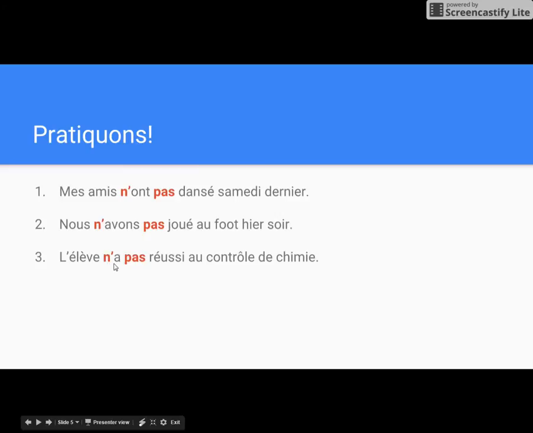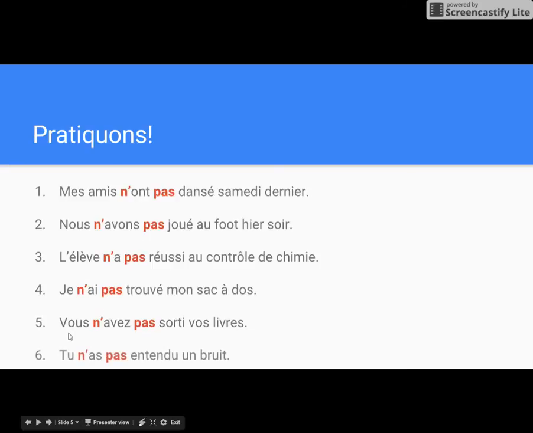3. L'élève n'a pas réussi au contrôle de chimie. 4. Je n'ai pas trouvé mon sac à dos. Et 5. Vous n'avez pas sorti vos livres. Bien, encore. Avoir, avoir, avoir. Ne pas va autour du verbe conjugué, autour de l'auxiliaire, autour d'avoir. Ne pas, n'avons pas, n'a pas, n'ont pas, n'avez pas. Et 6, tu n'as pas entendu un bruit. Bien, tu n'as pas entendu, autour du verbe conjugué avoir.